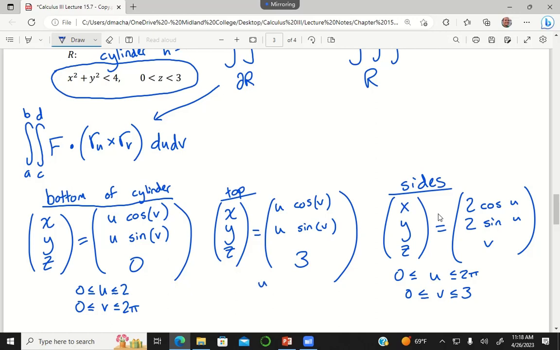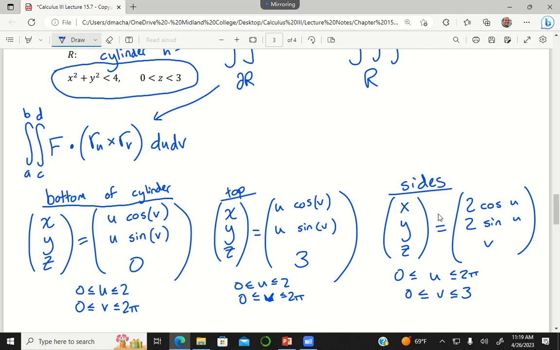By the way, we also have to do something like this as well. V right there. Okay. So far, so good, maybe? Coming up with a way to parameterize the surface of a cylinder.